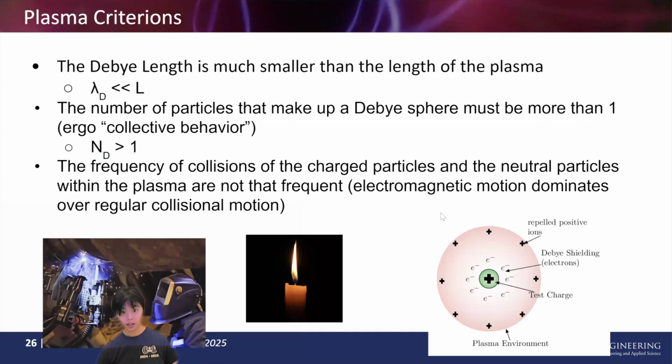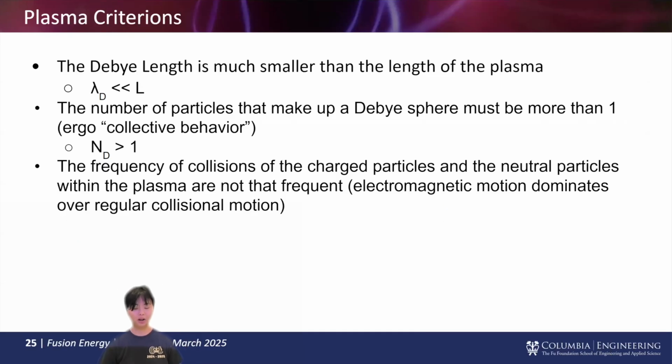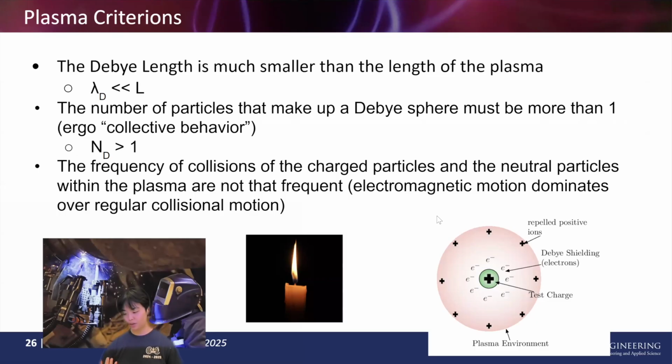And finally, collisions between the charged particles and the neutral particles within the plasma are not that frequent, meaning electromagnetic motion dominates over regular collisional motion. That's important to know because there are many things where you can see plasma physicists argue over stuff like, oh, is a fire a plasma?